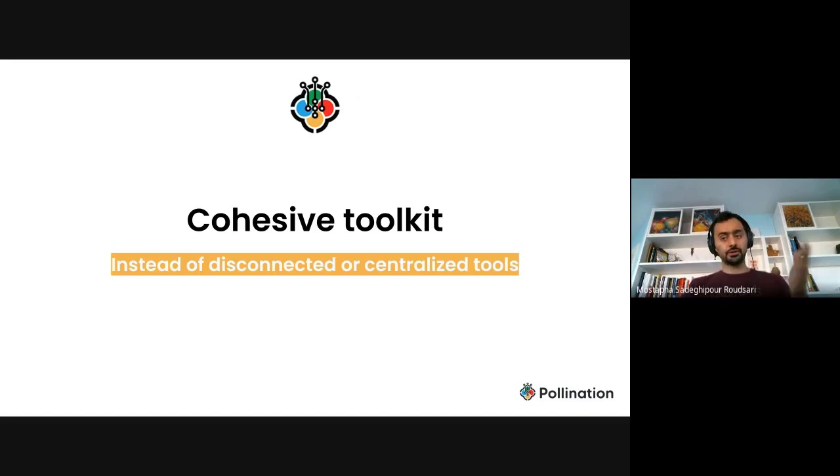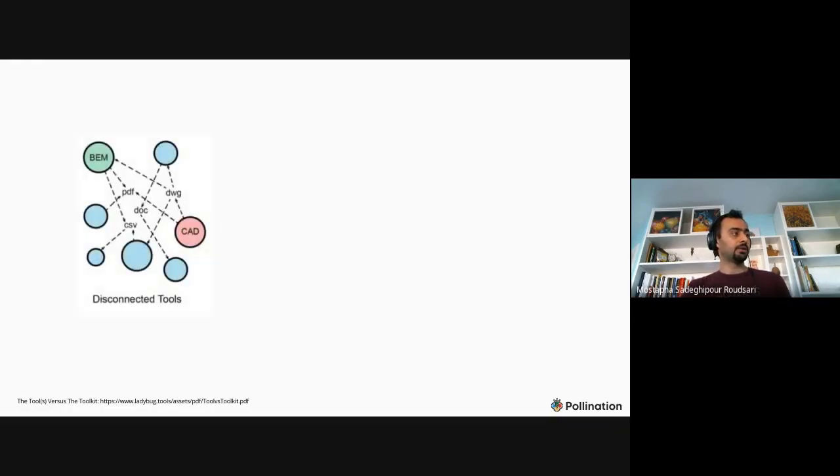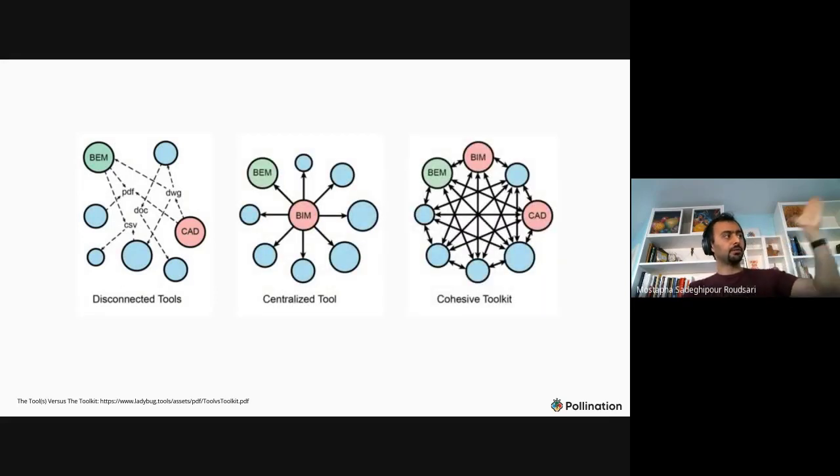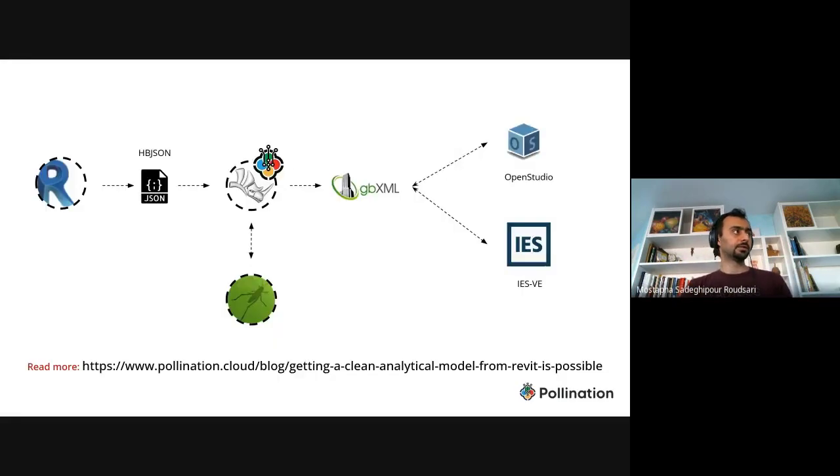With that, I'll just go through a few slides quickly. So, cohesive toolkit instead of disconnected or centralized tools. We wrote this with Chris years ago about tools versus toolkit. So we don't think disconnected tools is the solution. We also don't think a centralized tool is the solution. We think it's a cohesive toolkit, where data goes between different platforms, that is the final solution.